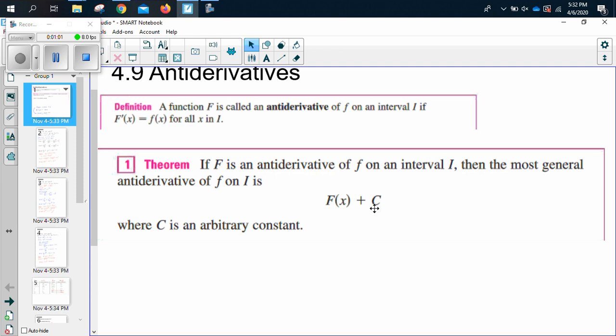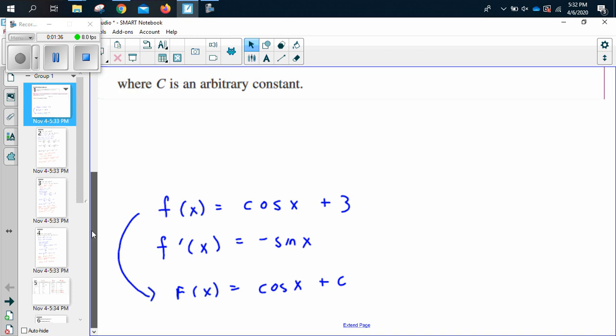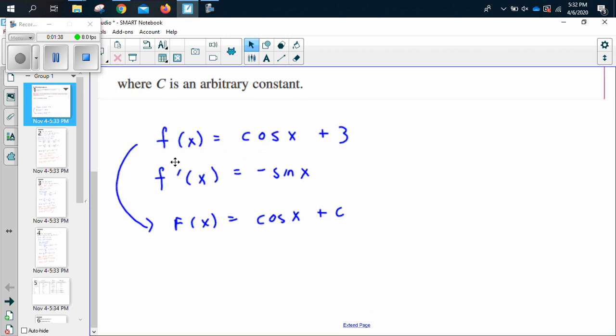We have to put the plus c because when you take the derivative of a function, if a constant is one of the terms of the function, it becomes zero when you differentiate. So when we're given a derivative, if the original function had a constant, you would not know it from its derivative. So we have to add plus c, and c represents any constant.